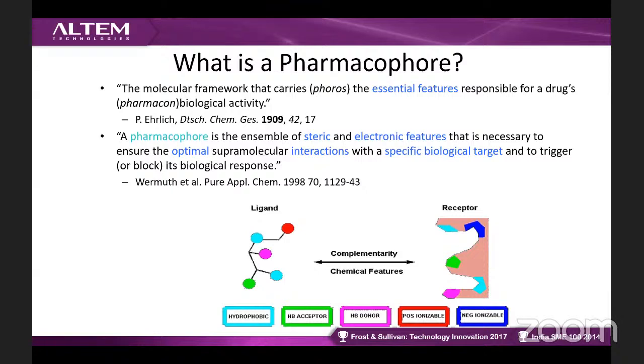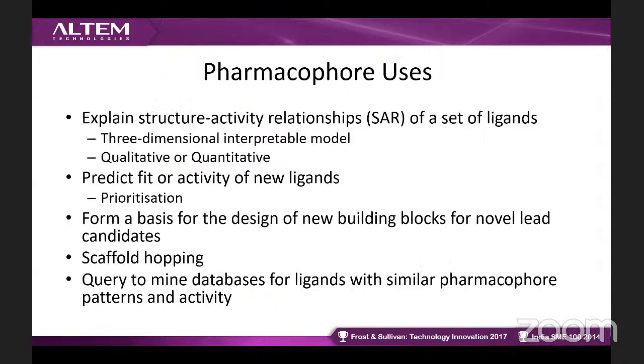So now we come to know that the receptor also has a pharmacophore. We call it the structure-based pharmacophore of your receptor. So the ligand alone doesn't have a pharmacophore; your receptor also has a pharmacophore. And what is the use or significance of using the pharmacophore? It will help you to explain the structure-activity relationship of your molecule in a three-dimensional interpretable model. And it could be qualitative or quantitative also.